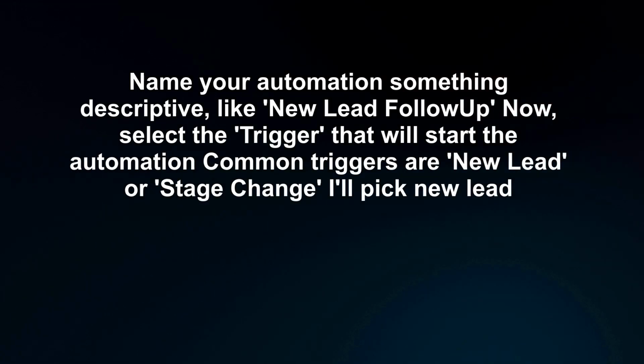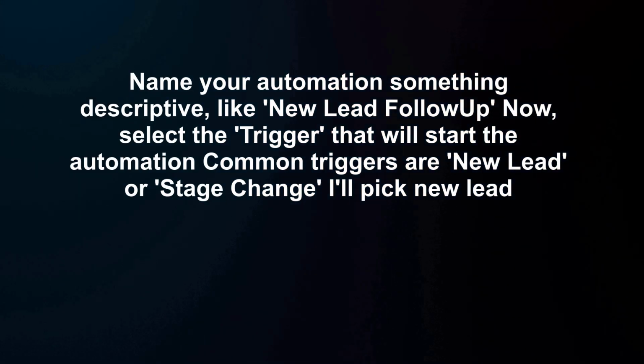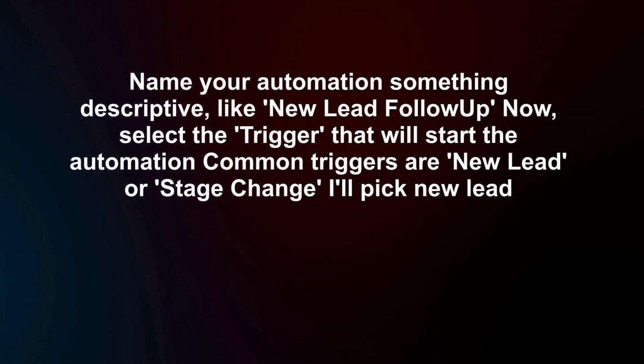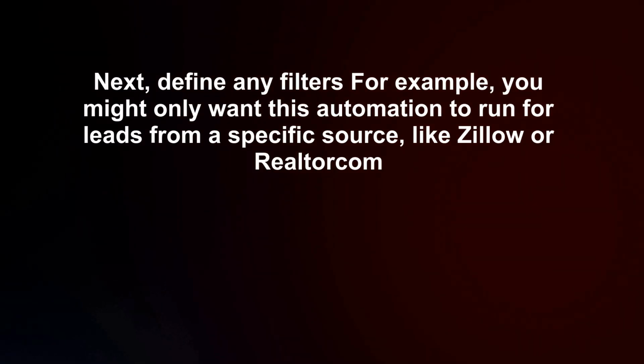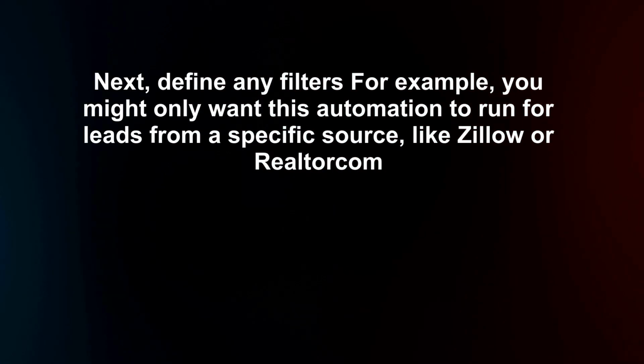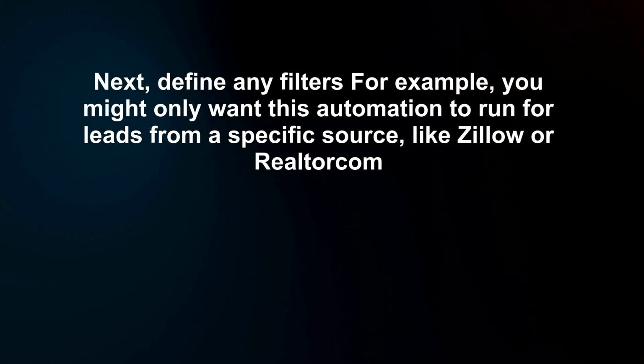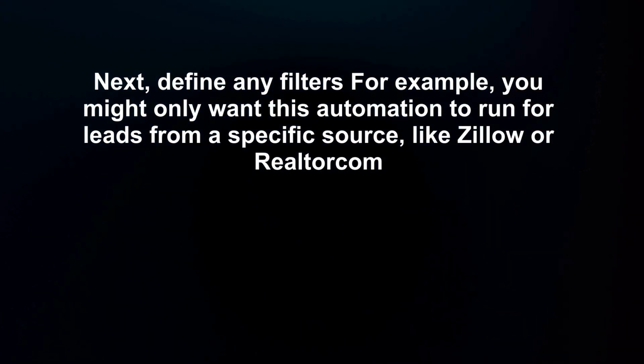Now, select the trigger that will start the automation. Common triggers are New Lead or Stage Change. I'll pick New Lead. Next, define any filters. For example, you might only want this automation to run for leads from a specific source, like Zillow or Realtor.com.